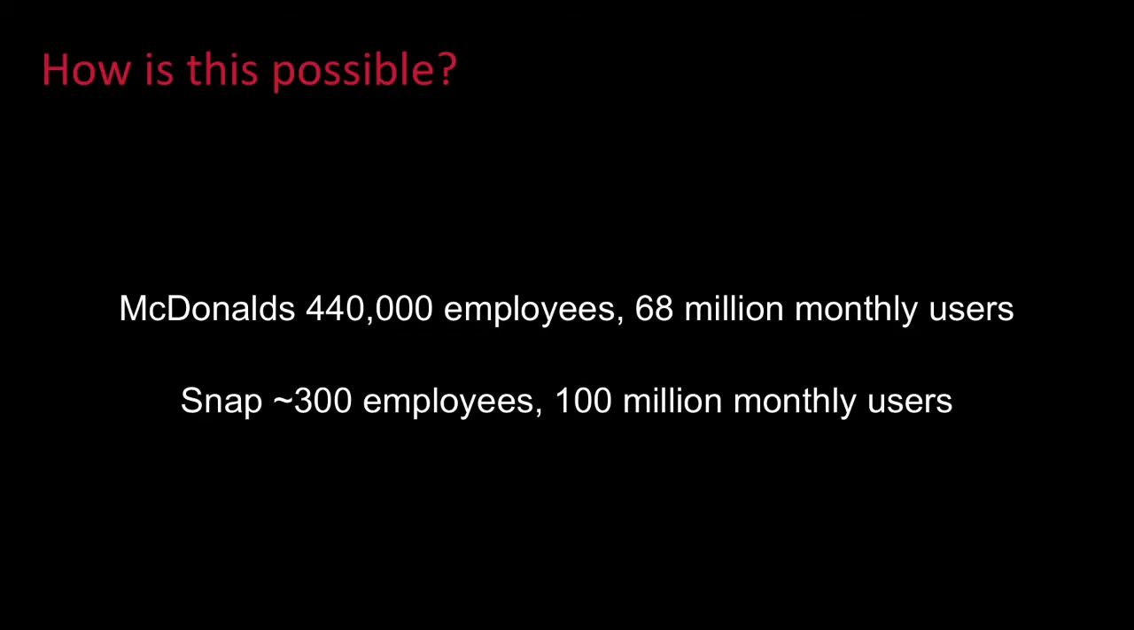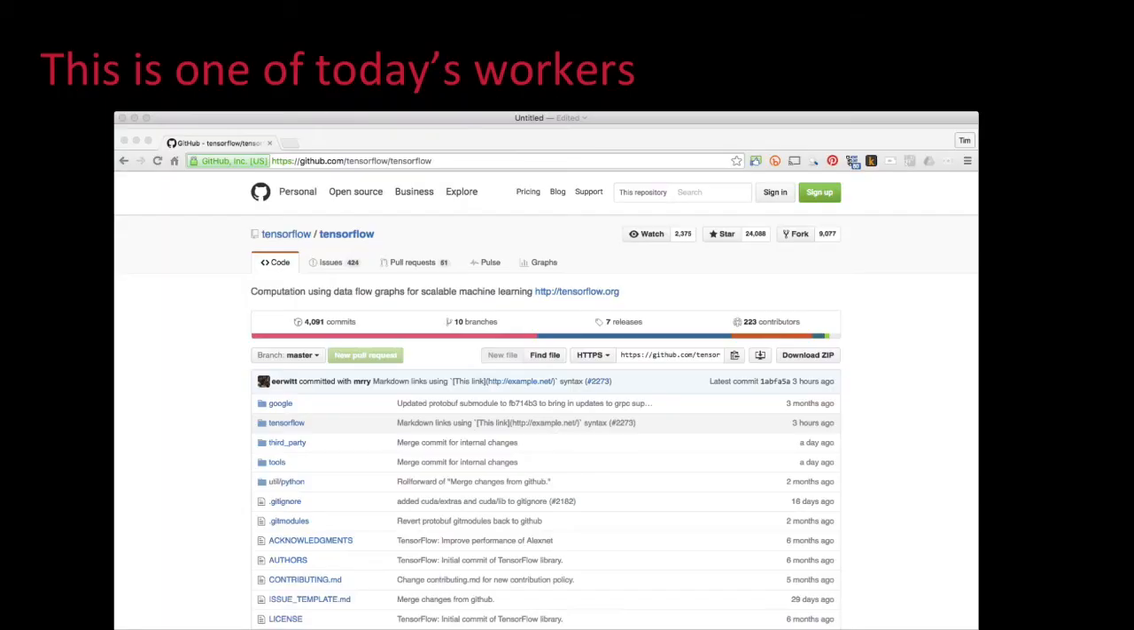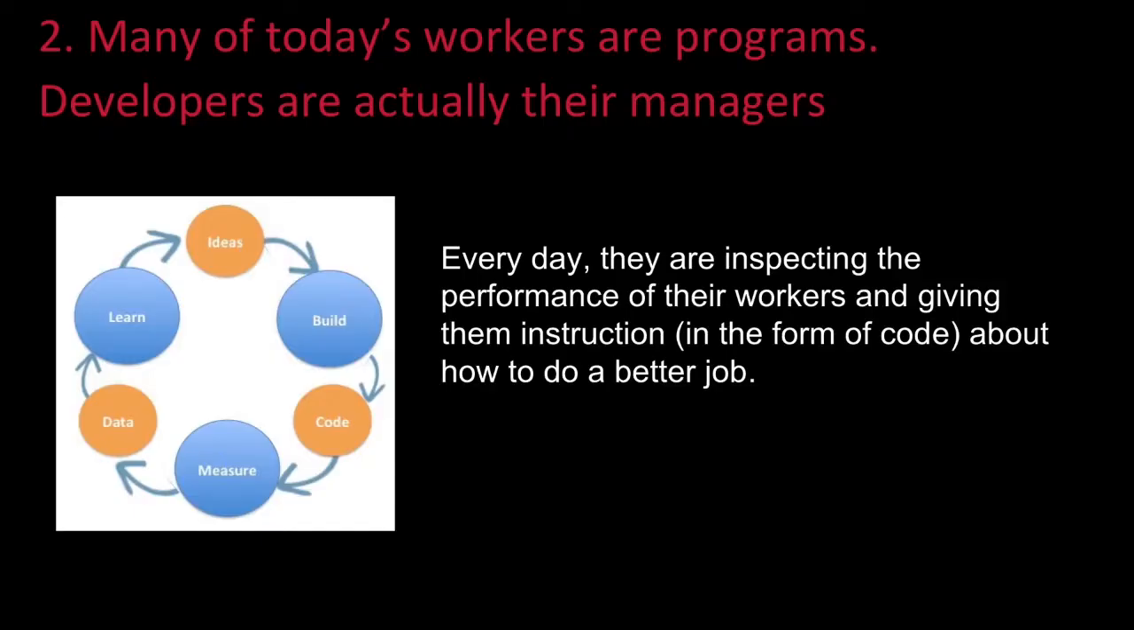But more seriously, how is this possible? McDonald's has 440,000 employees to serve 68 million monthly users. Snap has 300 employees serving 100 million monthly users. Wow, how did that happen? Well, guess what? This is one of today's workers. That's the GitHub page for TensorFlow, right? You have software that is a worker. So many of today's workers are programs, and developers are their managers. So developers are middle managers. Programs are workers.